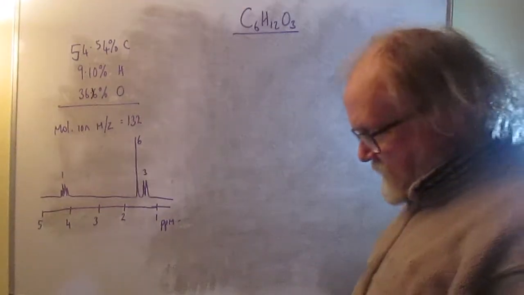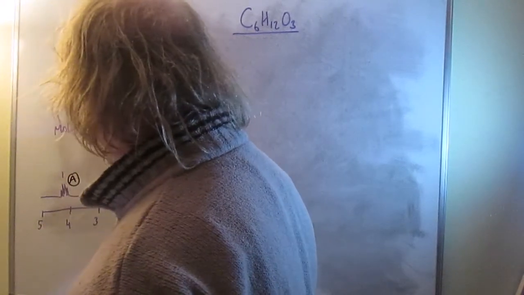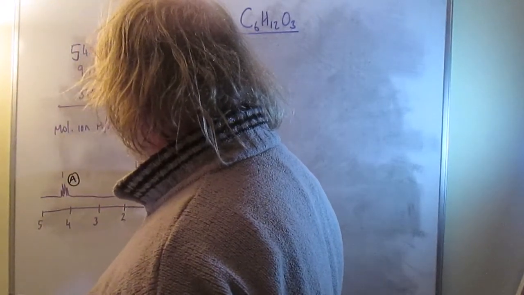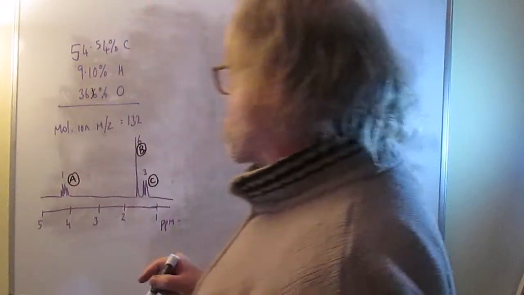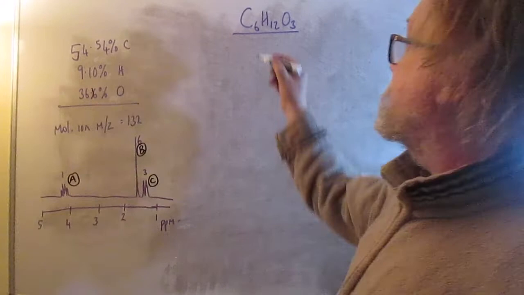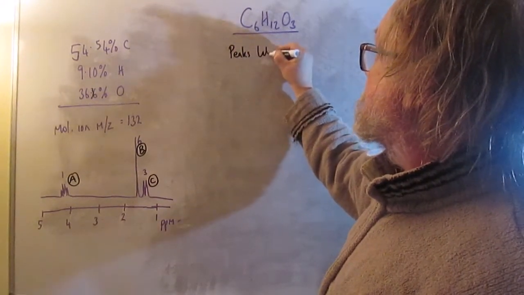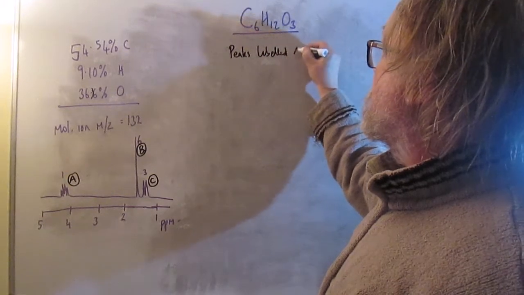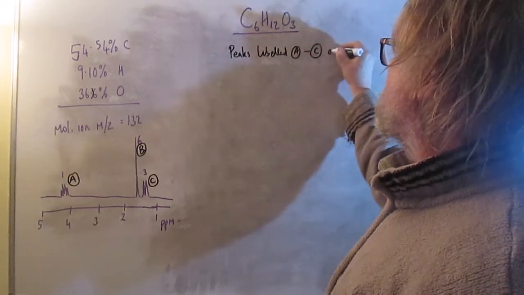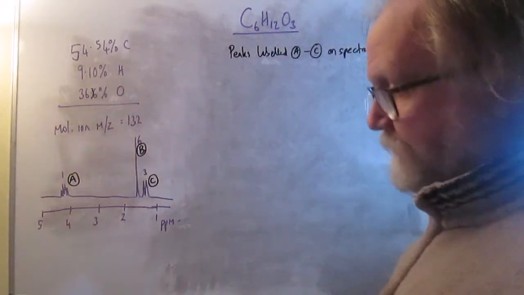I always think it's a good idea to label the peaks on the spectrum A, B and C, or whatever, so that it's immediately obvious which peak you're talking about. But if you're going to do that, just tell the person marking it that you've done that. So just say that you've got peaks labelled A to C on the spectrum, and then they know to look for those when you're talking about them.